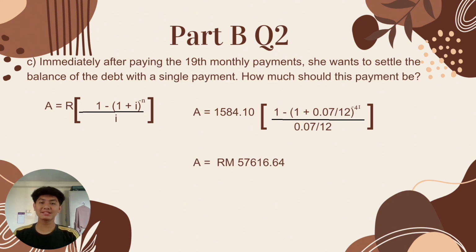Alright, for the last question C. Immediately after paying 9 monthly payments, she wants to settle the balance of the debt with a single payment. How much should this payment be? So in the question, we have to use a present value in which we have to track all the payments from the month 6 to the month 20. So it will be all for 41 months. So A equal to 1584.10 open bracket 1 minus open bracket 1 plus 0.07 over 12 close bracket power by negative 41 over 0.07 over 12 close bracket. So your final answer will be 57,616.64.